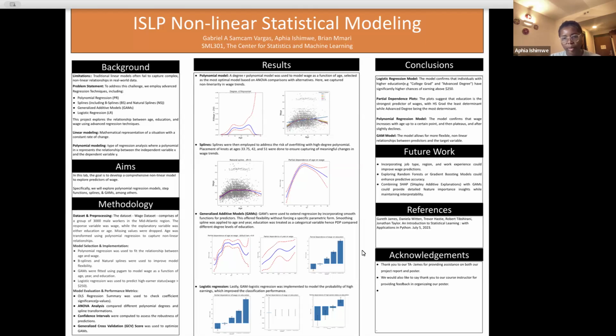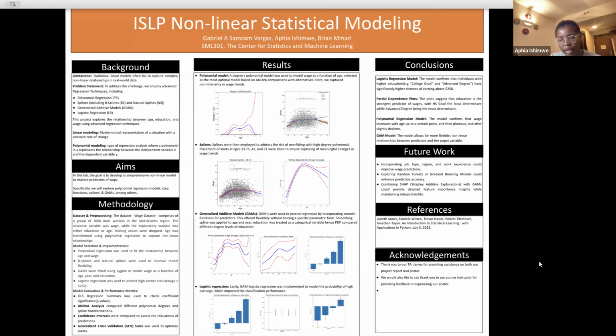In addition to the polynomial model and splines, we are using a generalized additive model to extend regression by incorporating smooth functions for prediction. So in this case, we are looking at how age, year, and education level are affecting the wage. According to the results, we can see that with an increase in age, the wage is also increasing and stabilizing at around age 38, and then starts going down at 62.